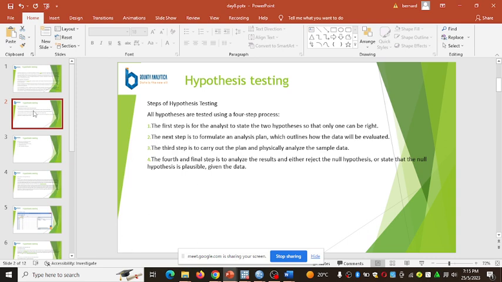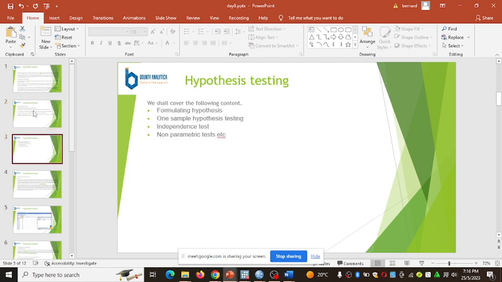The third step is to carry out the plan and physically analyze the sample data. The fourth and final step is to analyze the results and either reject the null hypothesis or state that the null hypothesis is plausible given the data.